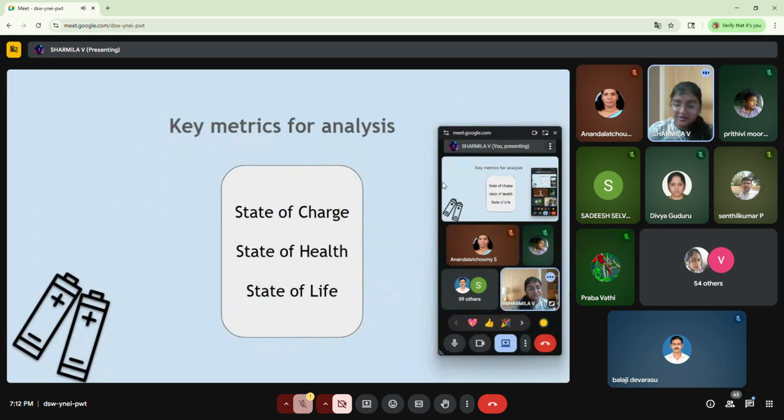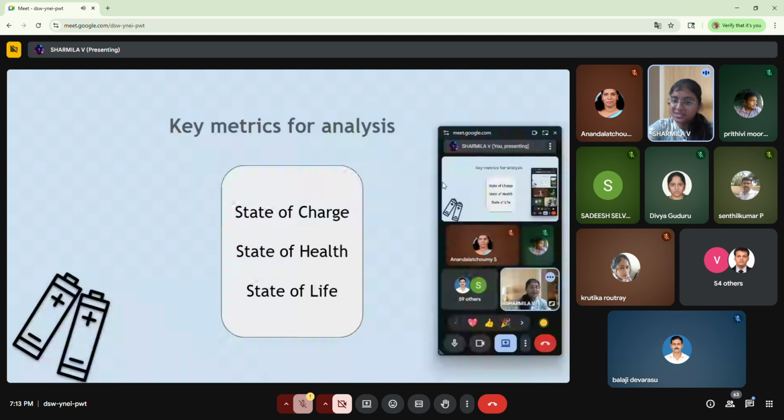And then the state of life. This estimation helps us measure the amount of current the battery can safely conduct for the nearby devices within a given time. So this estimation helps us calculate the current that the battery can provide. These are the main estimations we are considering in the battery management system. So, why are we doing it?